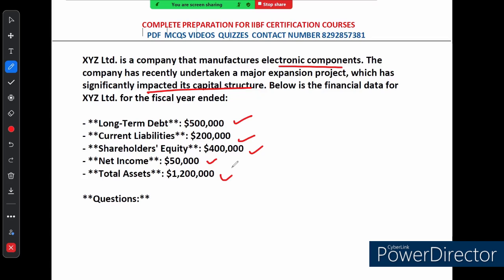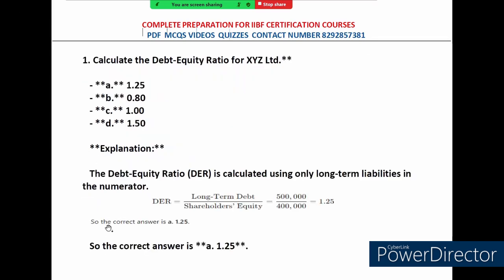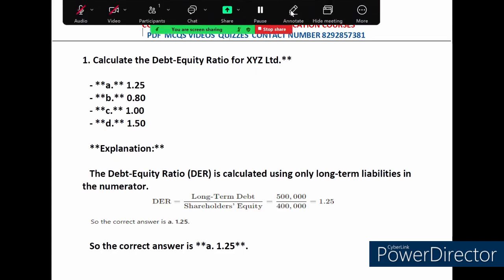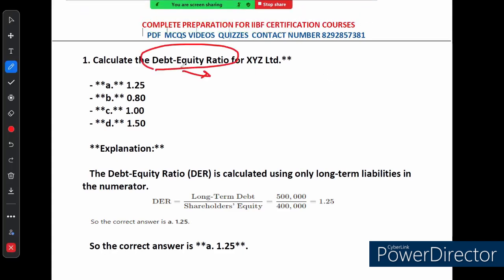Now the question asks us to calculate the debt equity ratio, that is called DER. And options have been given. There are 4 options. So now which one is it? First let's define what we are calculating. We are calculating the debt equity ratio. This ratio shows the relationship between the company debt and net equity. Two things are there: the first is company debt, and the second is equity. So in simpler terms, it tells us how much debt the company has for every dollar of equity.